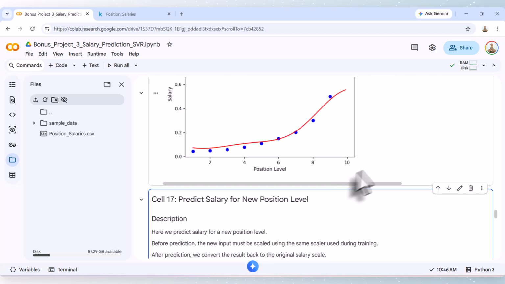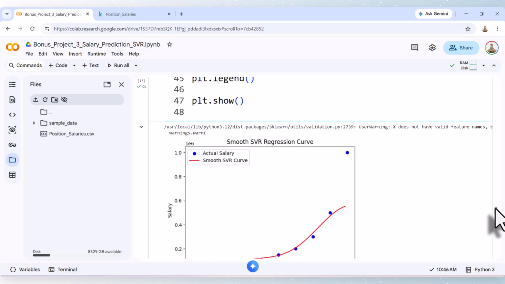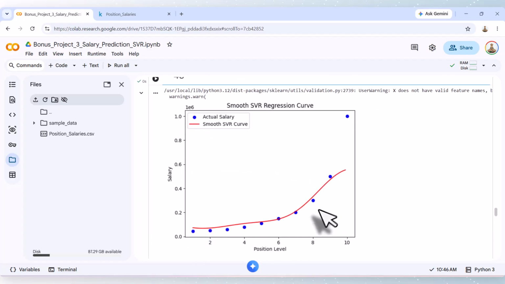So what I am trying to do, you can now see that I am going to take multiple values so that you can find the curve in a better way compared to the previous curve.